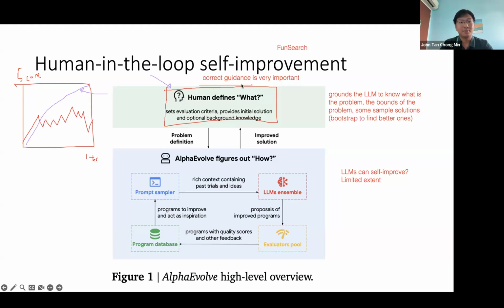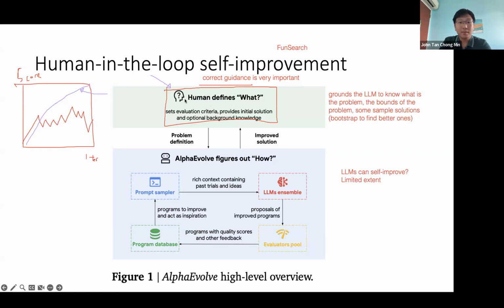So, everyone is saying AI can self-improve, AGI is here. Actually, that's nonsense, because with just LLMs improving on itself, it will not go anywhere. It will just repeat the same cycle. You need some external guidance in order for the LLM to actually have a breakthrough. And so this human in the loop part is very important.